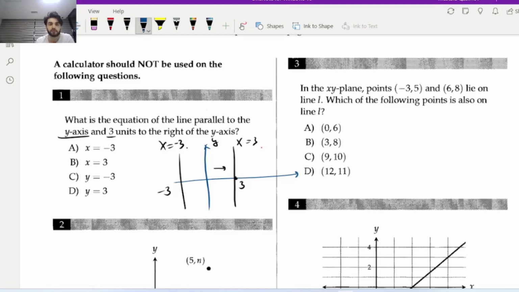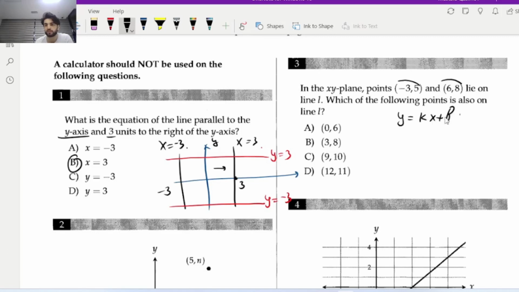If it says it is parallel to the x-axis, it will be y is equal to a constant. Now let's look at the third one. So for this one, the answer is x is equal to 3. For the third one, we have to use these 2 points and find the equation of this function. First, let's find the slope. 8 minus 5 over 6 minus -3. So it's equal to 3 over 9 and it is equal to 1 over 3.